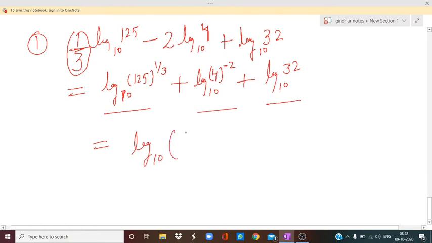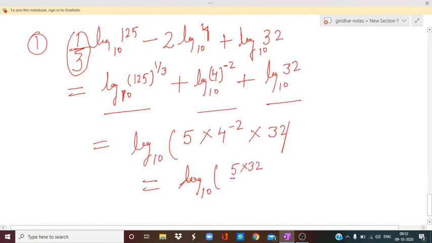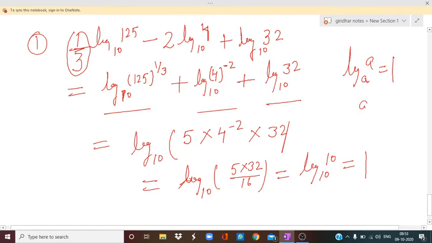So 125 to the power 1 by 3, this is 5. This is 4 to the power minus 2, and this is 32. So this will come log base 10 of 5 into 32 by 16. So this is nothing but log 10 with base 10, and this you know is 1. Log of any number with the same number as base, a with base a, is 1, where a is never 1 and a is greater than 0.